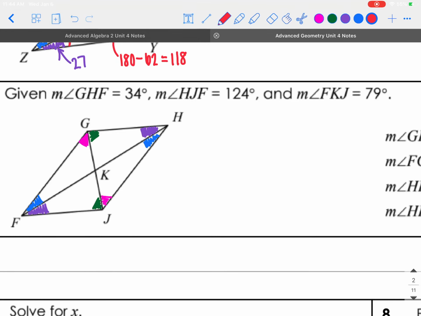All right, so let's look at angle GHF. GHF, that's right here. That one is 34 degrees. I'm going to go ahead and write 34 over here. HJF, that's this entire angle, is 124. So this one is 124. And FKJ, that's right here, is 79.